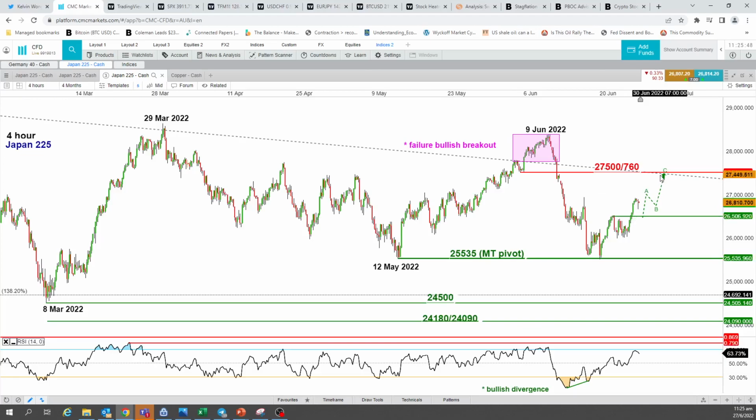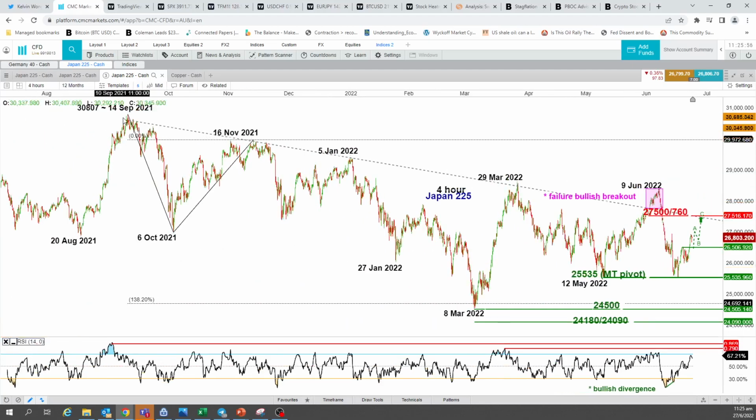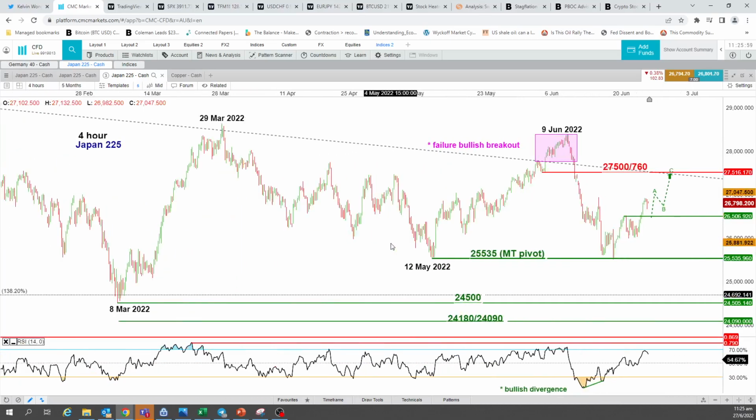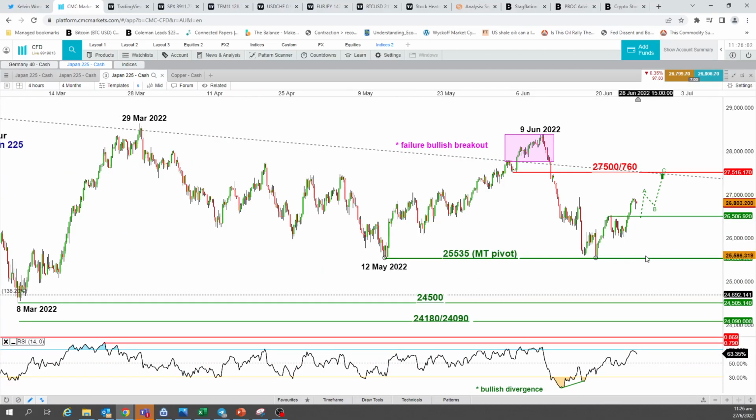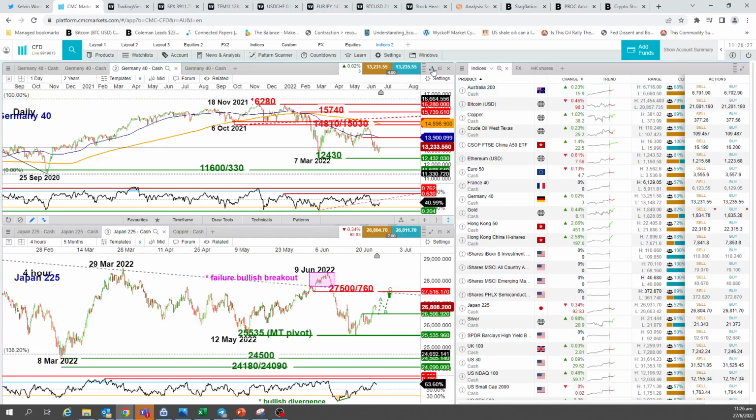So looking for a push up towards this 27,500 slash 27,760, which is the descending trend line resistance that I drew earlier on the daily chart in place since 14th of Sep 2021 swing high. However, if we start to see a 4-hour close below 25,535, it would invalidate this preferred bullish bias scenario, to see a push down towards the complex range support level at 25,500. Okay, now moving on to the German 40 index or the DAX.